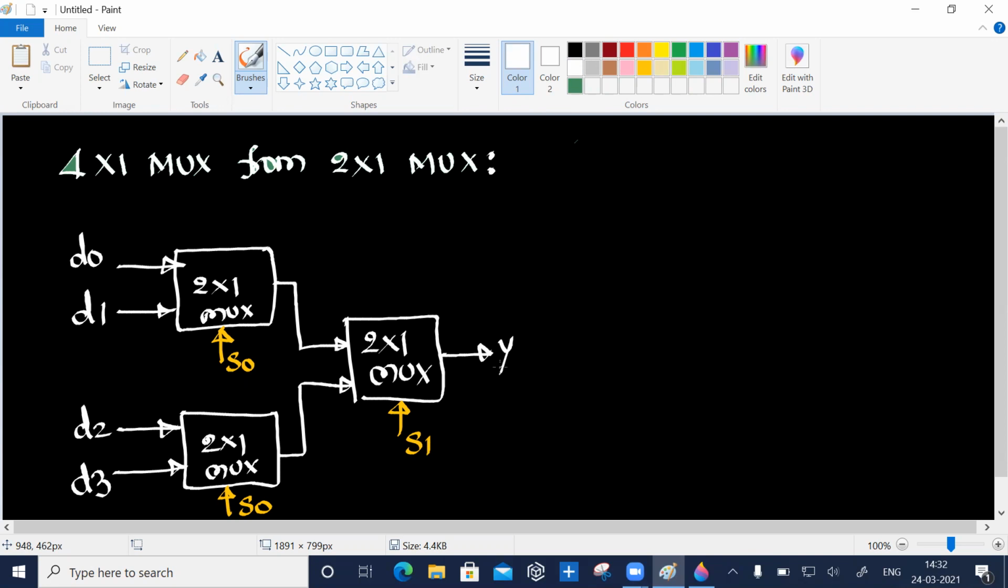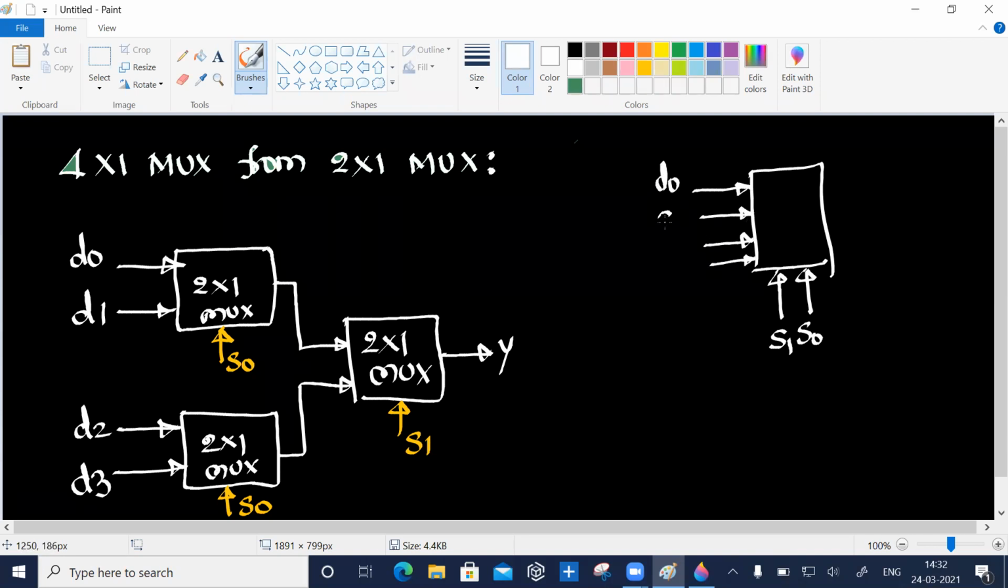So to construct a 4 by 1 mux, we require 3 2 by 1 muxes. Are you able to understand this, how I have done this? For example, you see you have a 4 by 1 mux here, right? For a 4 by 1 mux, you have two select inputs, S1, S0, and you have 4 inputs, D0, D1, D2, D3. This is your 4 by 1 mux. You have one output, Y.